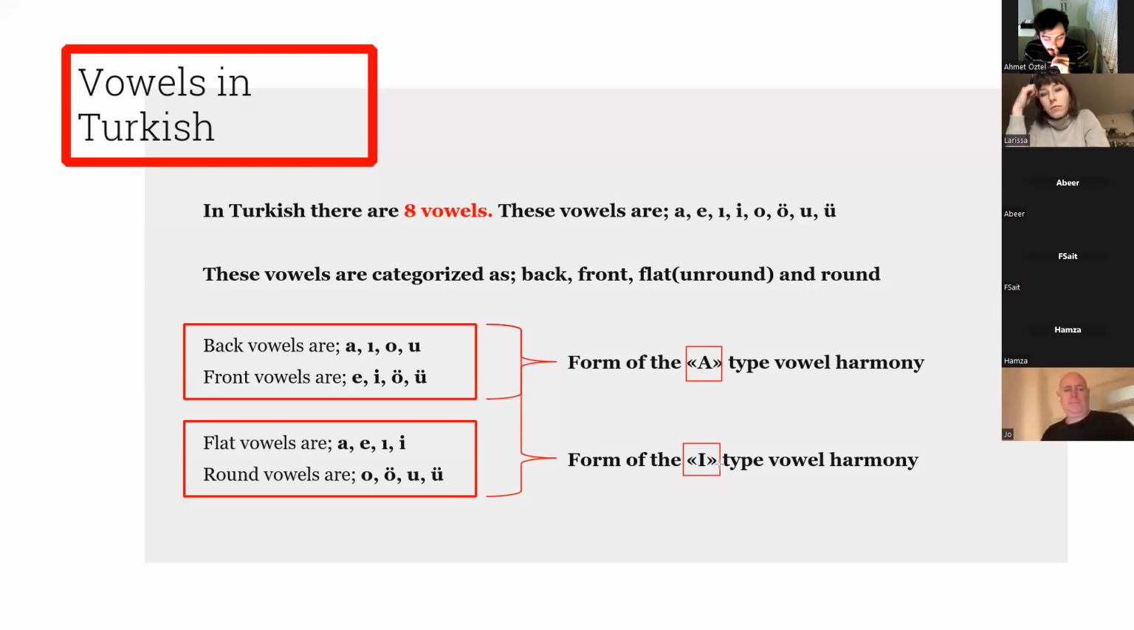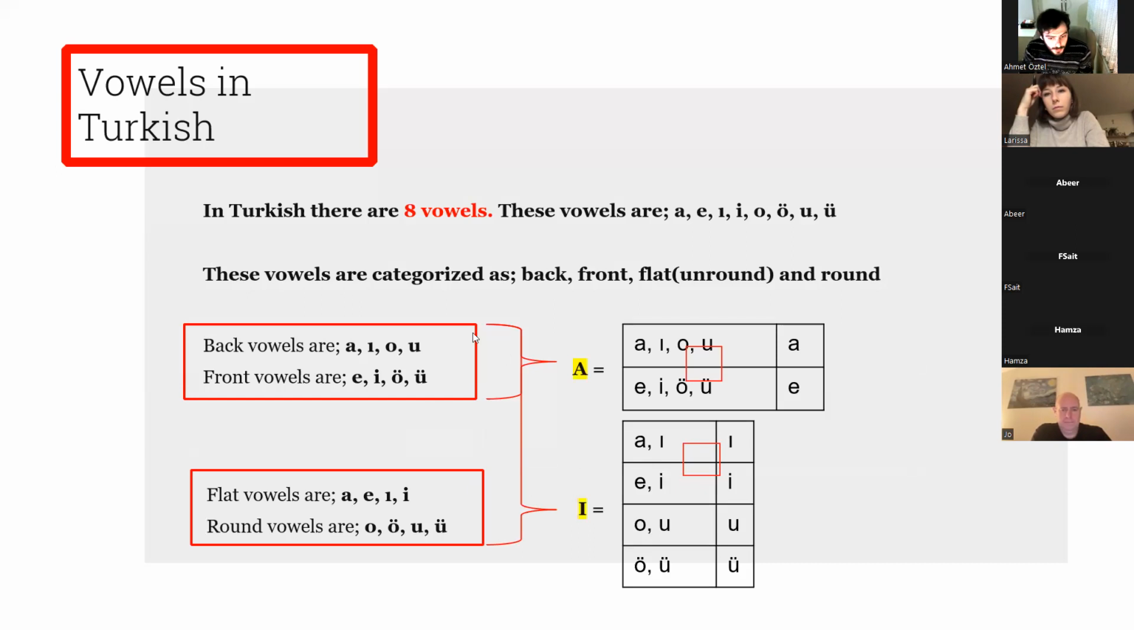So whenever you see a capitalized A in a grammar book, or whenever you see a capitalized A in my workshops, that means there is a vowel harmony. So I have to stick to a certain rule while I'm adding my suffix. And then the capital I is basically the same idea. So these vowel harmonies are listed over here.